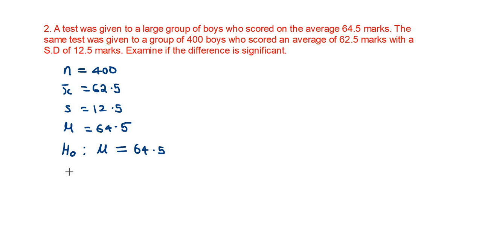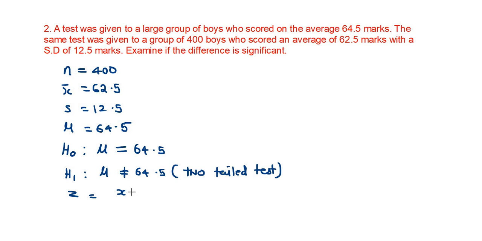Next, H1, which is alternative hypothesis. So here the question is, does this sample come from this population or not? So we'll write mu is not equal to 64.5, which is two-tail test. Therefore, it is under two-tail test. Now we are going to write the third step, that is the test statistic.